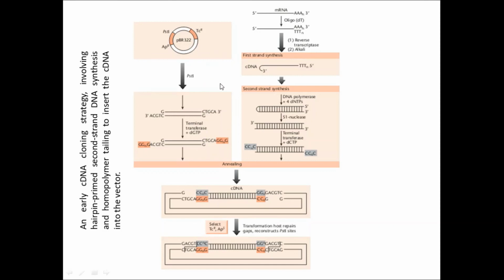Okay, this is the overall homopolymer tailing, with the vector. The mRNA is like that. This polythymidine oligonucleotide easily binds. Addition of reverse transcriptase under particular conditions, from this point the cDNA, single stranded DNA, is synthesized. Yes, this is a single stranded cDNA.